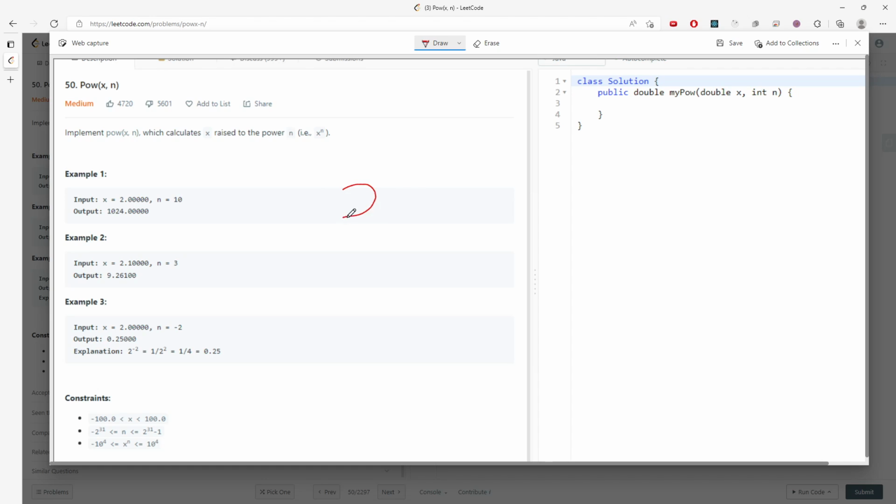So what happens if the base number is 2 and the exponent is, in this case, I'm going to just say 1? So this is going to be 2, right? And then 2 to 0 is actually equal to 1. And 2 to the negative is 1 over 2, right? So again, this is pure math.